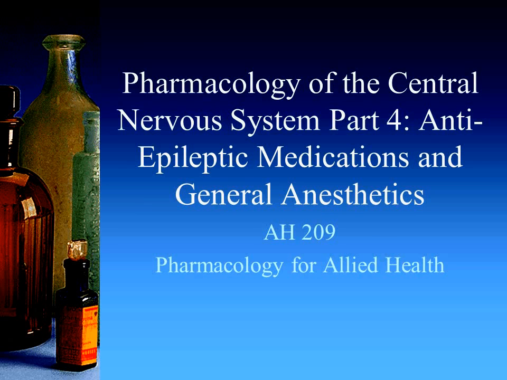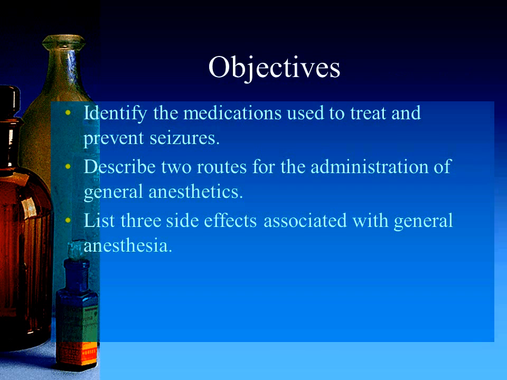Alright, the fourth part of our series on central nervous system medications is going to deal with anti-epileptic medications and general anesthetics. Your objectives for this unit are to be able to identify the medications that are used to treat and prevent seizures, to describe two routes for the administration of general anesthetics, and you should be able to list at least 3 side effects associated with general anesthesia.